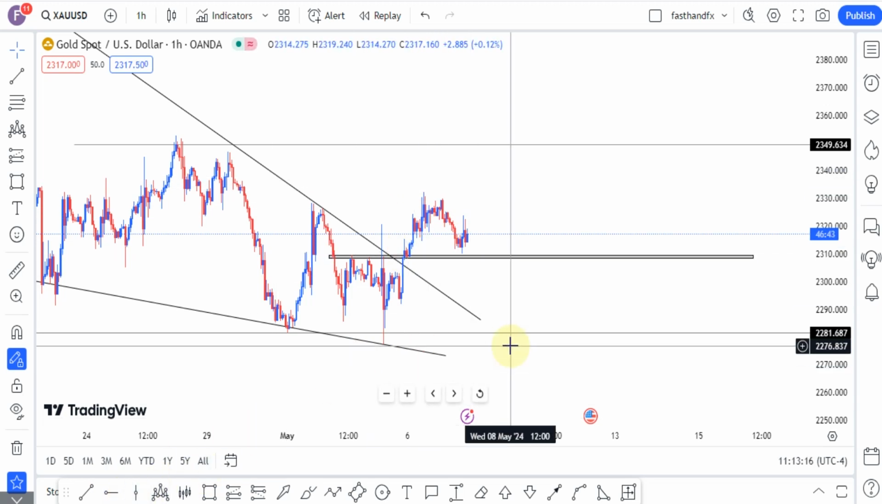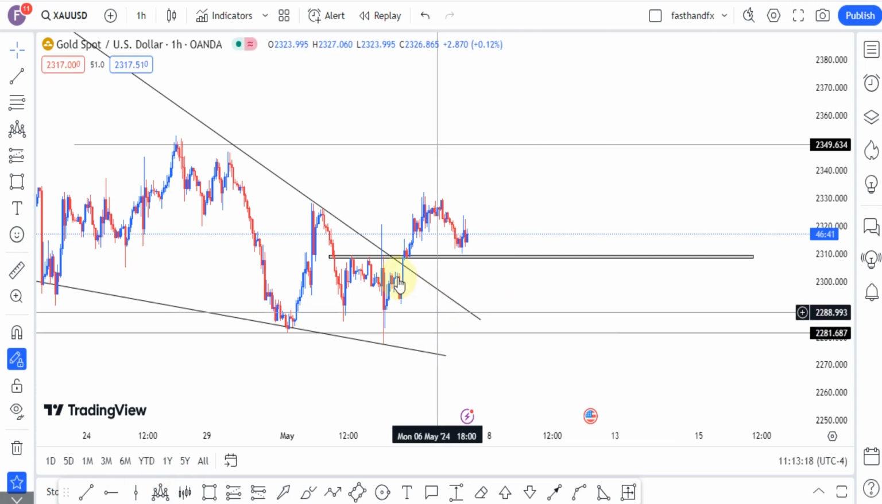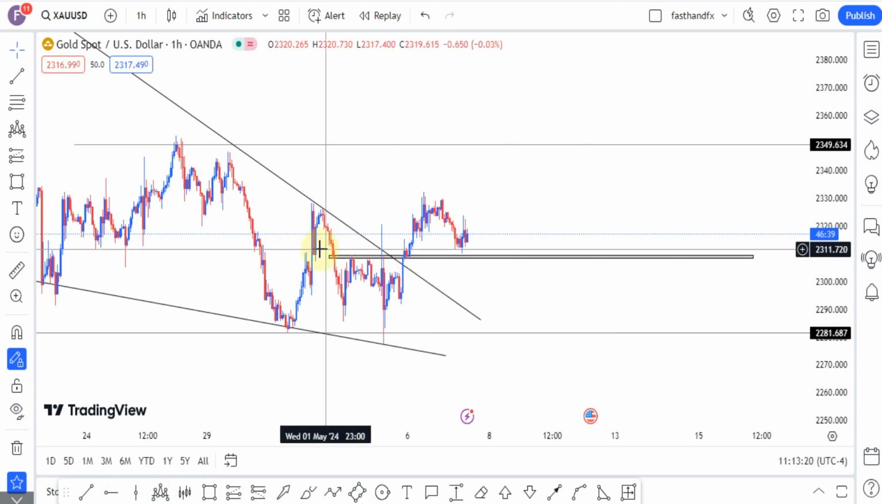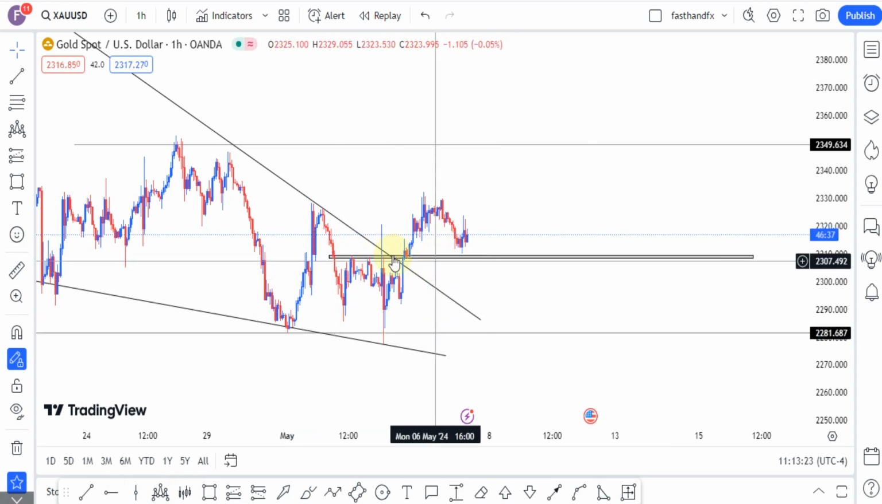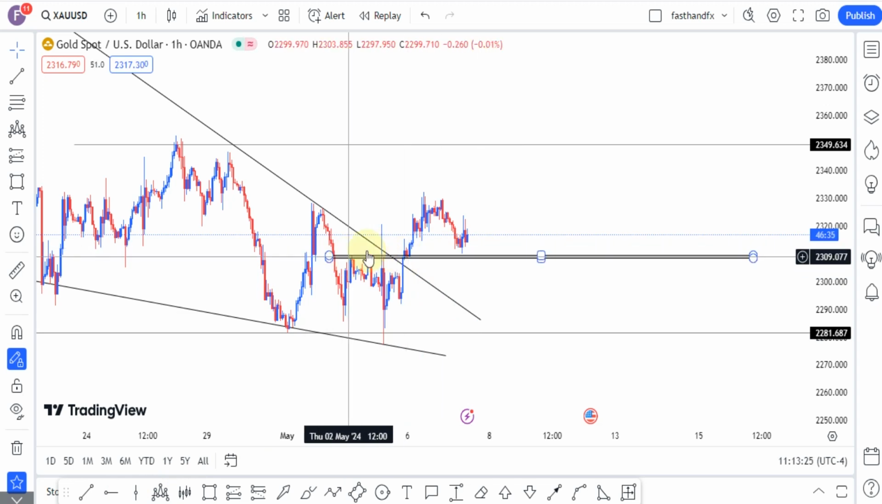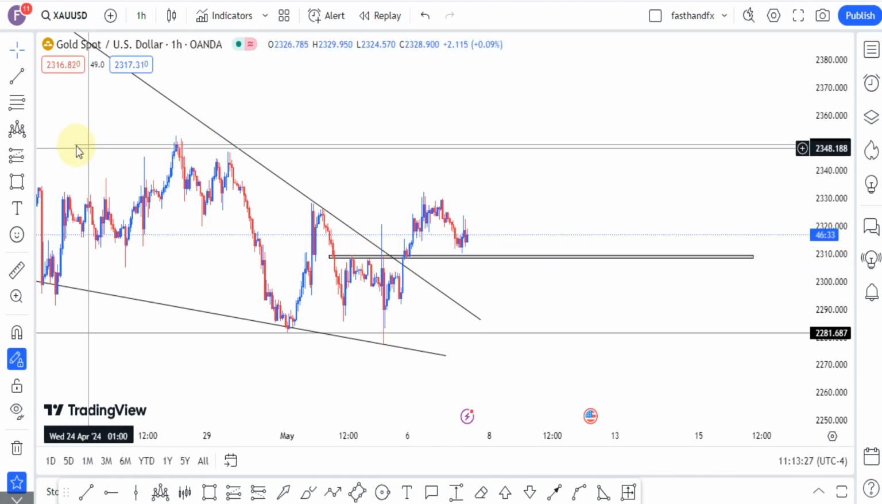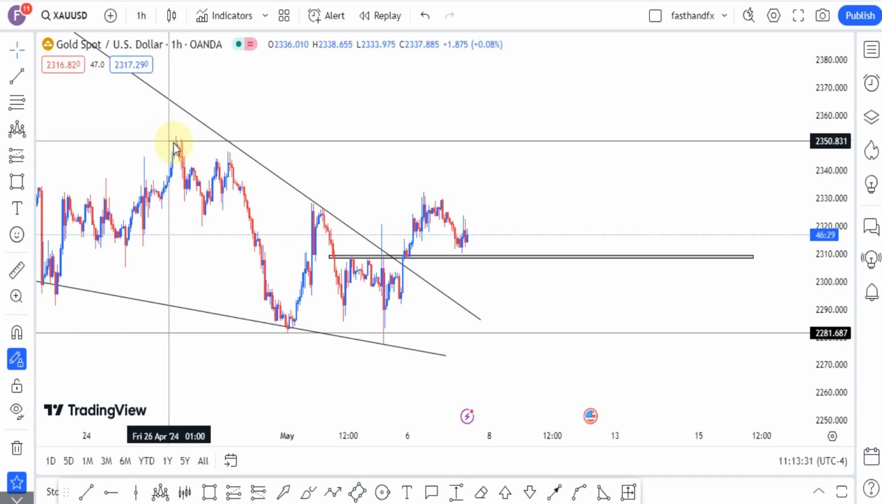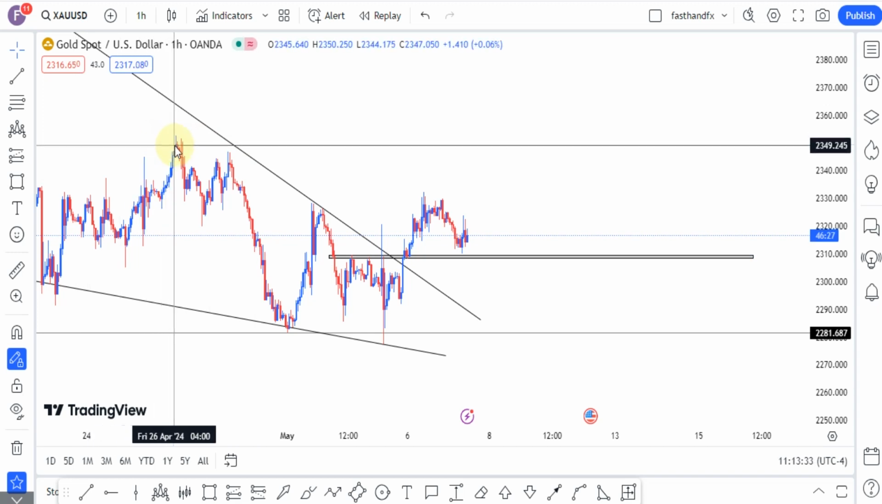Then let's see how we could have taken our entry around this area, because you can already see this area down here. I've told you this is our support, and this area up here is our resistance area, and this is our key area. These are areas that you should be looking for.